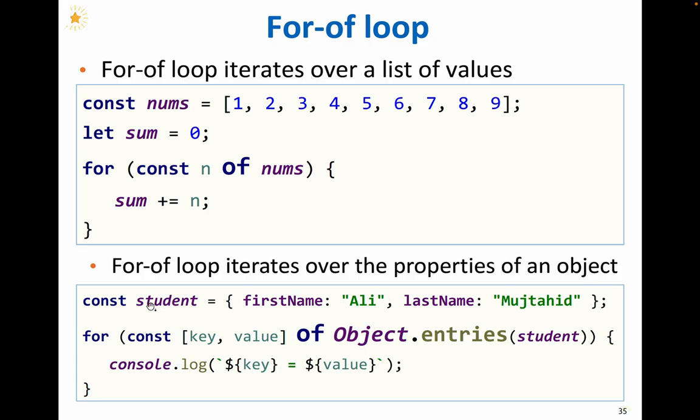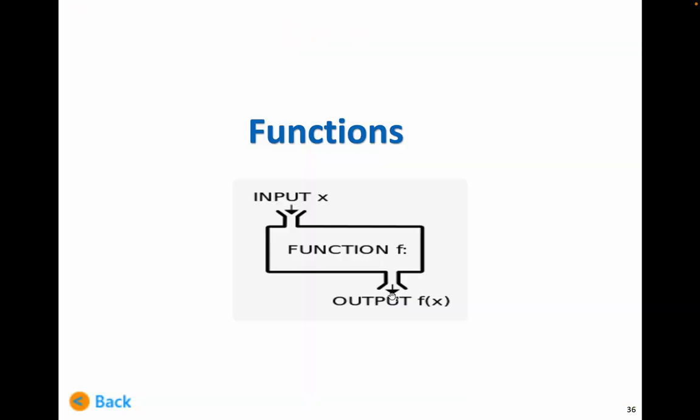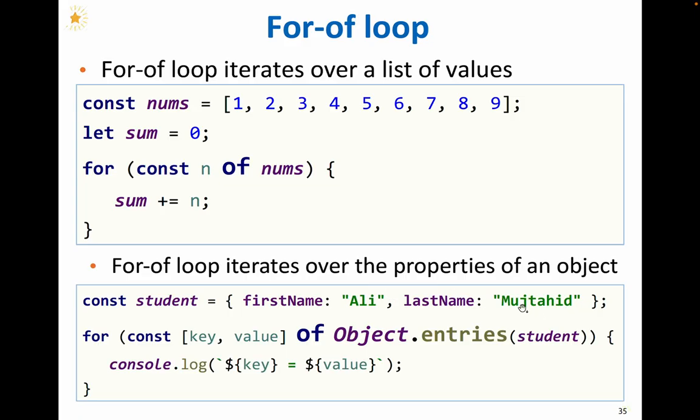So let's say that we have this student. This is now from JavaScript. Now this is an object, so it has these properties: first name and last name. And then if we use Object.entries(student), it will give us key value pairs. A key value pair is like first name and Ali, and the other one is last name and Mujtahid. And then at each iteration we will keep it in these key value pairs, so that we can use it in our calculations.